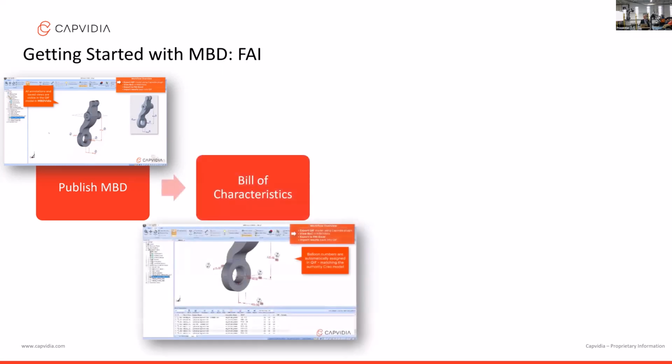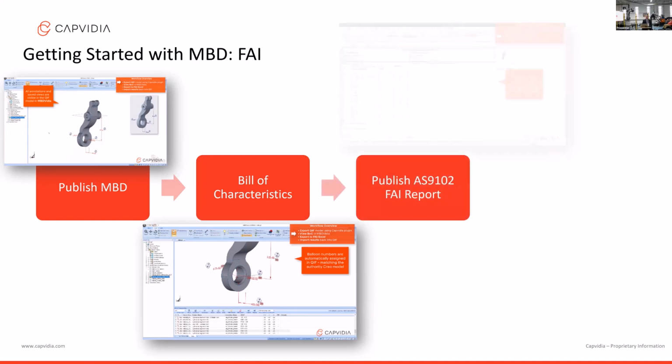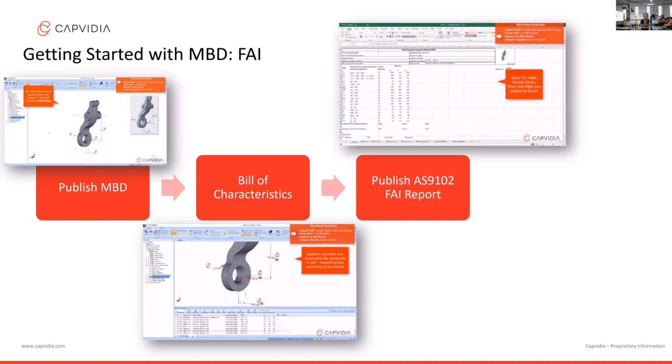From there, we'll generate what's called the bill of characteristics. The bill of characteristics is basically the list of all of the annotations that represent something that needs to be measured, listed in a tabular form. You can see it at the bottom of the screenshot there. It'll break it down into a table, a list of everything that needs to be measured. That's the bill of characteristics. And the next thing would be that you dump that bill of characteristics to an AS9102 report.